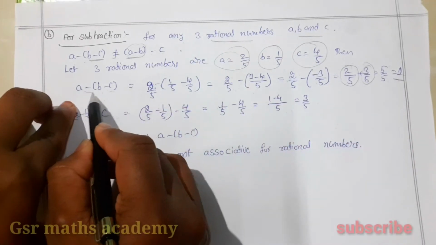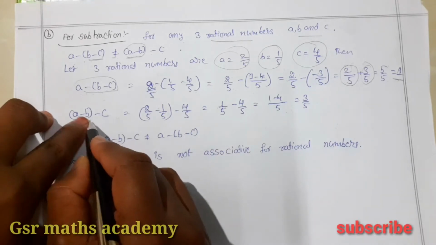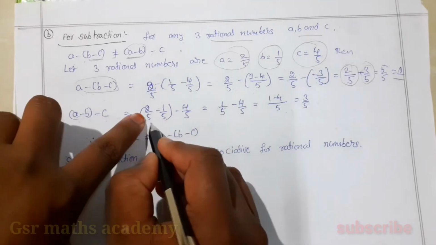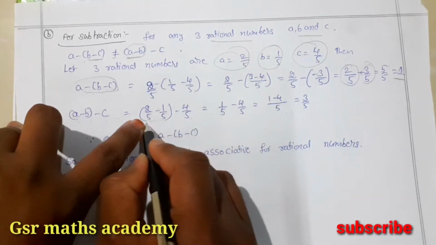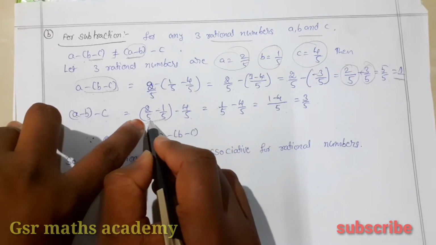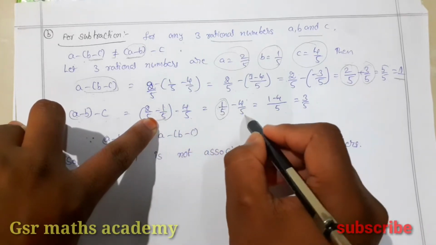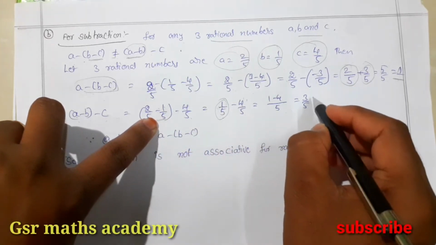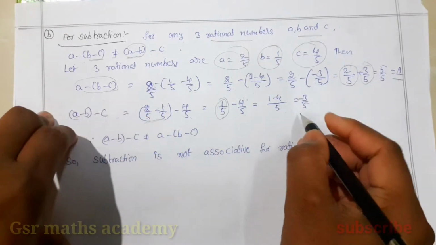That means a minus (b minus c) is equal to 1, and (a minus b) minus c, that means 2 by 5 minus 1 by 5 minus 4 by 5. So on subtracting the numbers in the bracket, 2 by 5 minus 1 by 5, you will get 1 by 5. Okay, minus 4 by 5, 1 by 5 minus 4 by 5, you get minus 3 by 5.